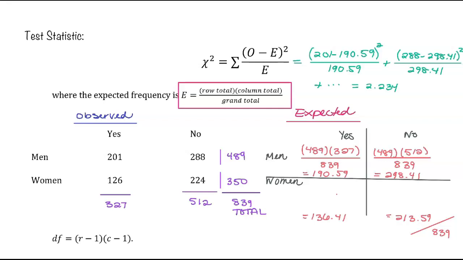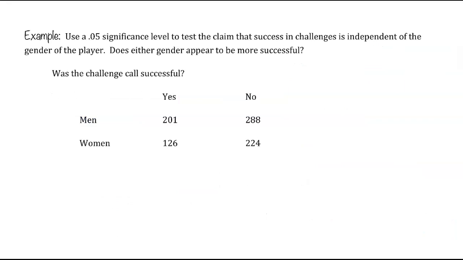Let's take a look at this example now and formally run the hypothesis test. We're going to use a 0.05 significance level to test the claim that success in challenges is independent of the gender of the player. We're going to find out if either gender appears to be more successful. The first step in the hypothesis test is to determine the null and alternative hypotheses.